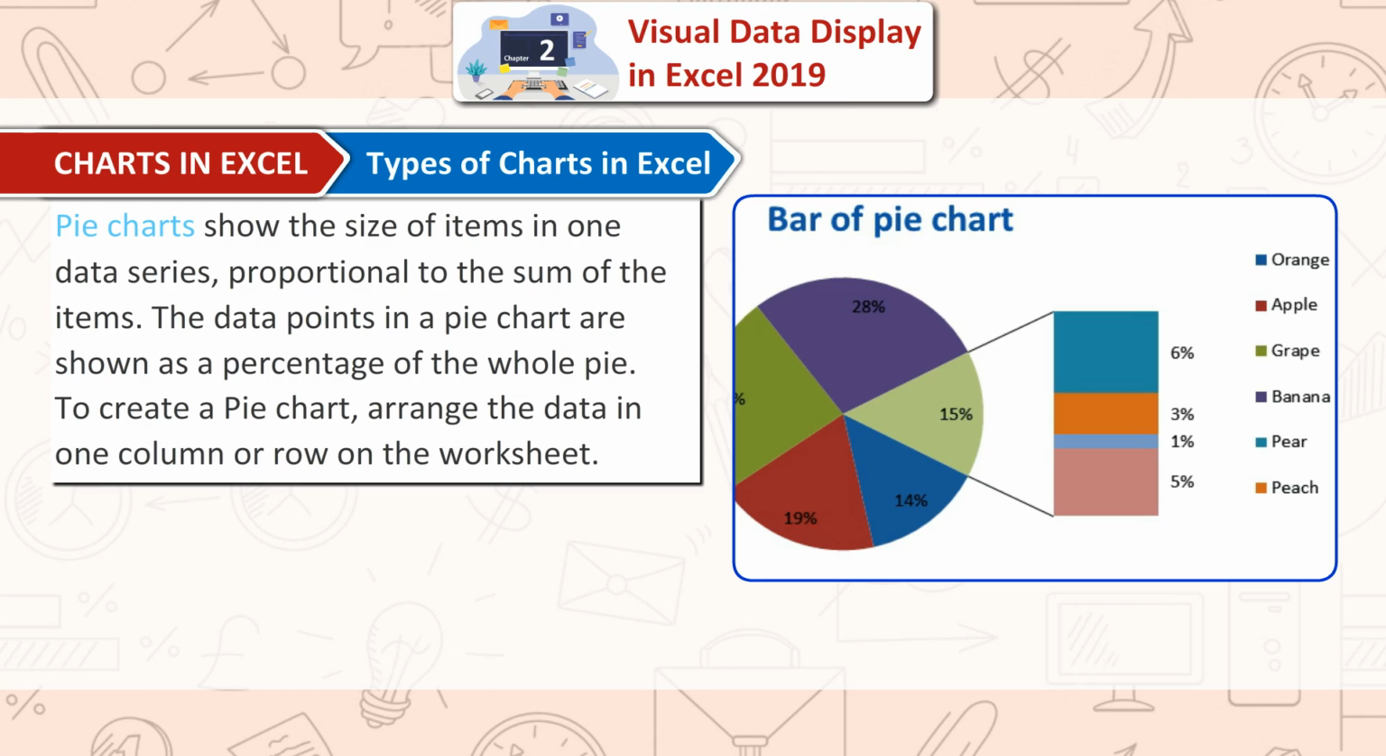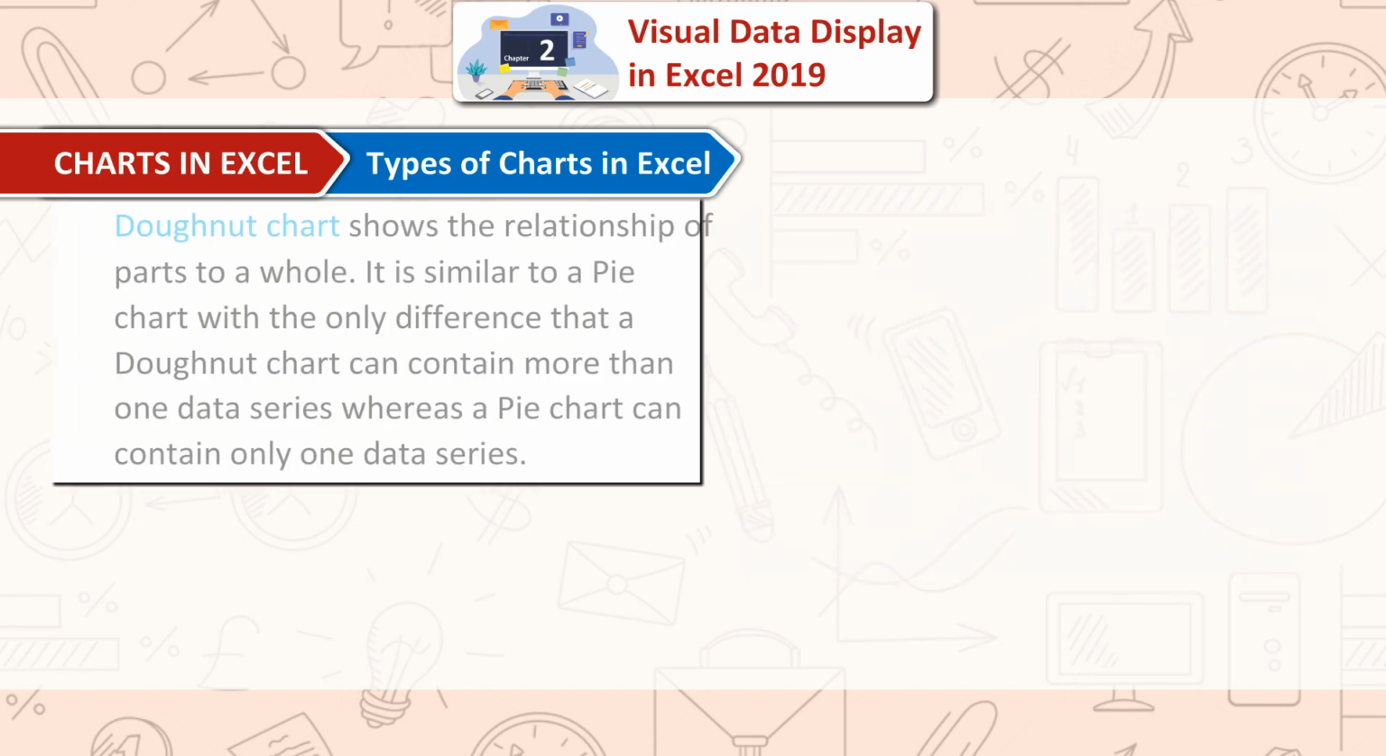Pie charts show the size of items in one data series, proportional to the sum of the items. The data points in a pie chart are shown as a percentage of the whole pie. To create a pie chart, arrange the data in one column or row on the worksheet.